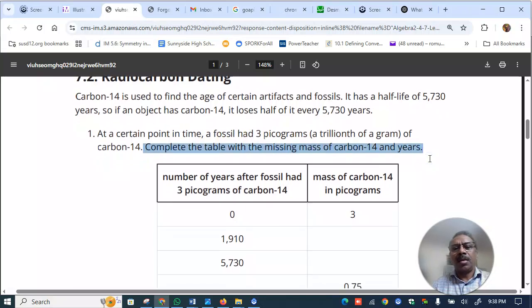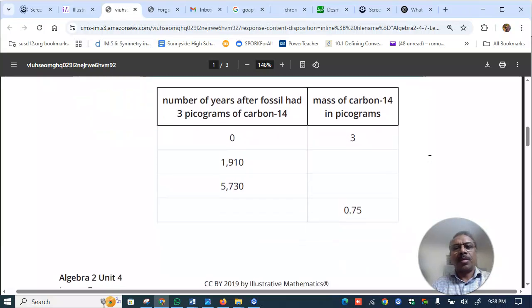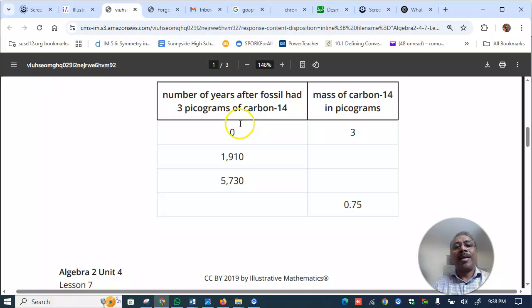So what I'll do is here is the table. This is what we are supposed to do. And of course, they gave us in the beginning the number of years. So the fossil was found, and the fossil contained in the beginning 3 picograms of carbon 14. Then they asked us, hey, how much carbon remains after 1900, how much after 5730, and if there is 0.75 picograms of radioactive carbon 14 in the fossil, then how many years must have passed by?